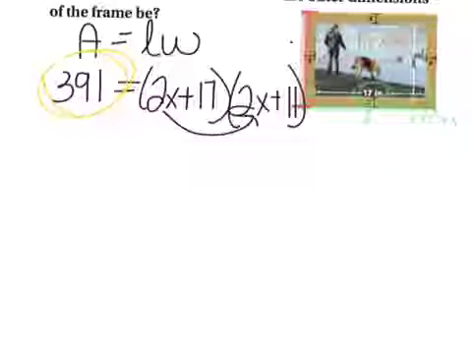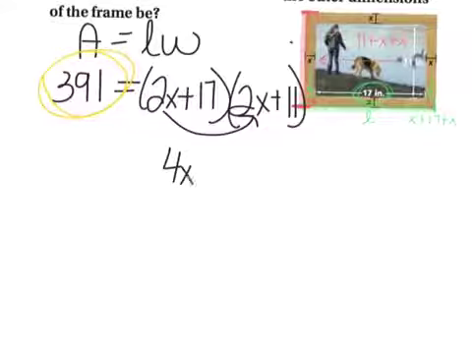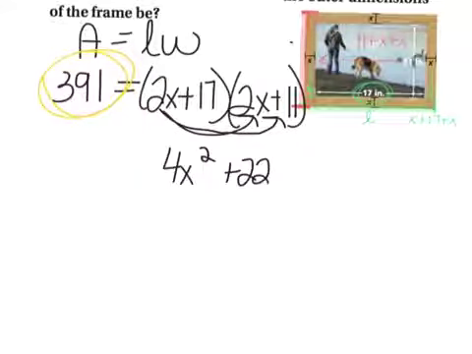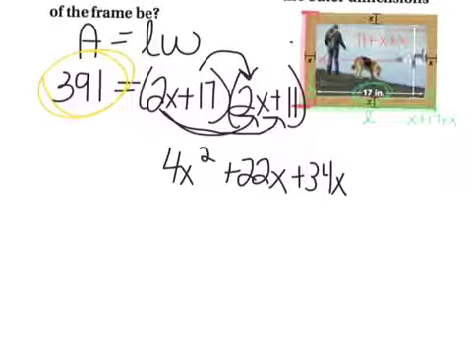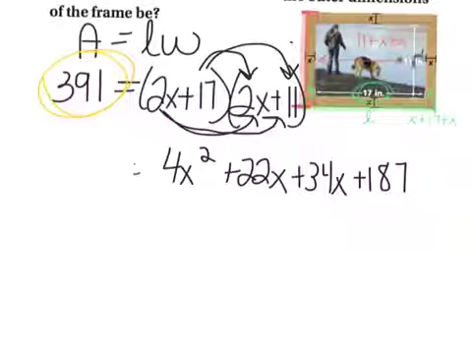So 2x times 2x is 4x squared. Outside terms, 2x times 11 is a positive 22x. Inside terms, 17 times 2 is a positive 34x. Last terms, 17 times 11 is 187. And this is still equal to 391. I didn't do anything with that yet. If I just would have moved that, I couldn't have combined it with anything, and I would have had a really weird looking problem.